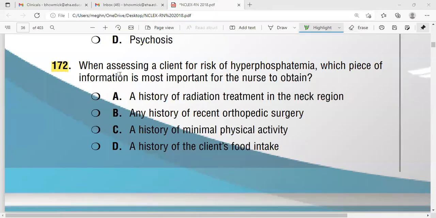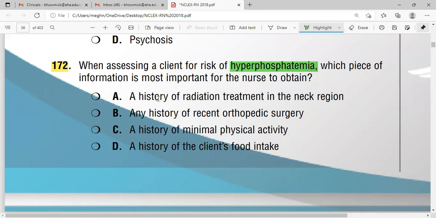Question here: when assessing a client for the risks of hyperphosphatemia. So the key word here is hyperphosphatemia, right? They said, which piece of information is the most important for the nurse to obtain? So hyperphosphatemia is an electrolyte disturbance in which abnormally elevated levels of phosphate are present in the blood, right? High phosphate.